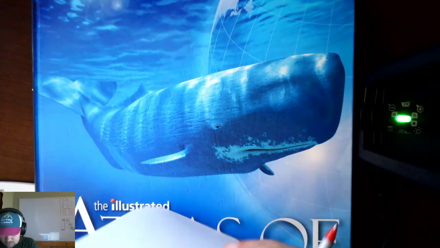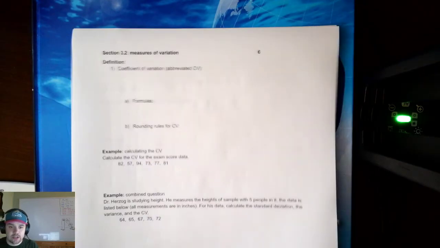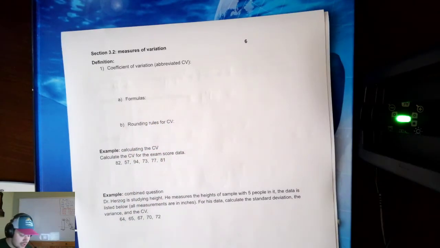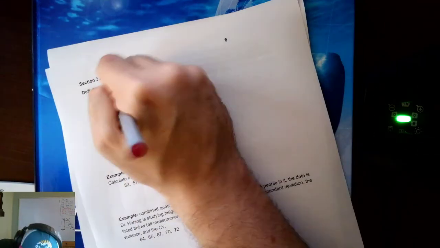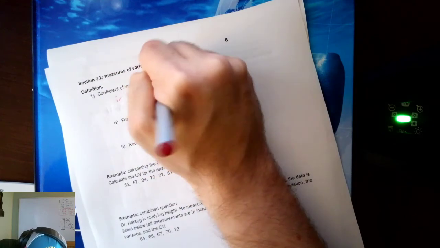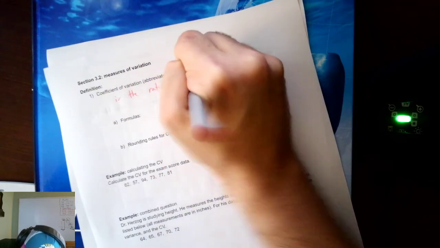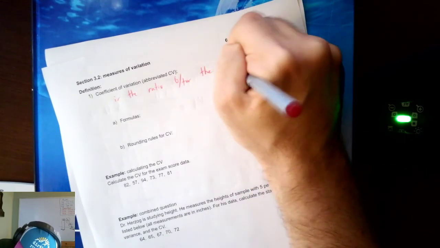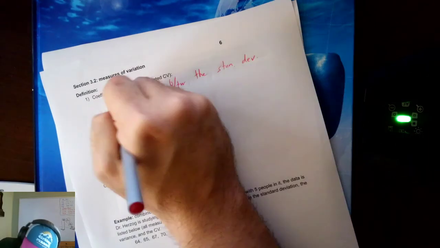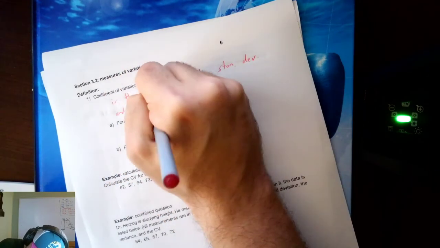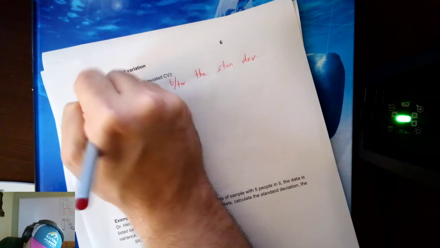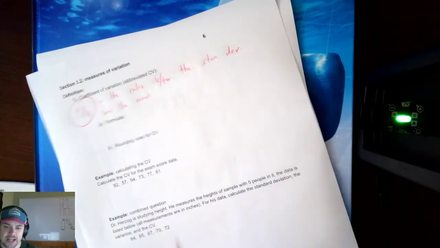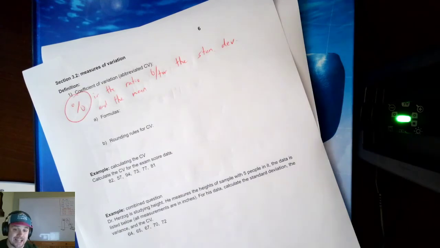Now, let's take a look at this example. Let's take a look at this next definition. Coefficient of variation. The abbreviation is CV. The coefficient of variation is the ratio between the standard deviation, I abbreviated standard deviation, and the mean. It's a percentage. The coefficient of variation is a percentage. It's a ratio. We express that ratio as a percentage.